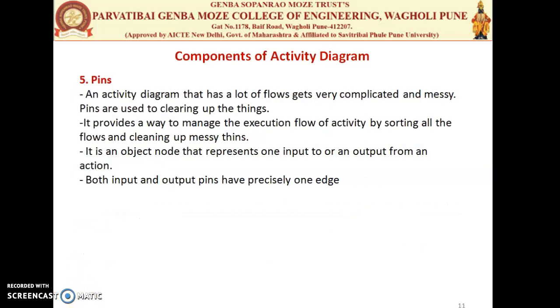Now let's see the last one, the pin. When an activity diagram has a lot of flow, it gets very complicated and messy. So pins are used to clear things up. It provides a way to manage the execution flow of the activity by sorting all the flow and cleaning up the messy things. It is an object node that represents one input or an output from an action. Both input and output pins have precisely one edge. So pins are nothing but the input and output representation of a particular object node.